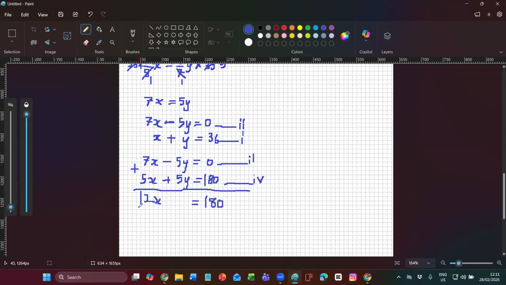So what are we going to do to both sides to find x? We're going to divide by 2. By 2 or by 12? Oh, I thought it was 2, sorry. By 12. Okay.